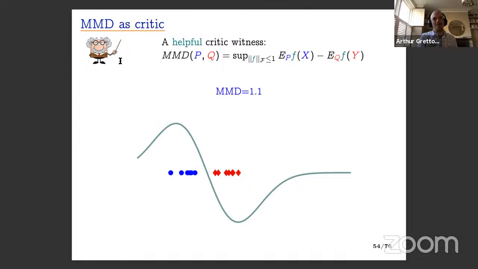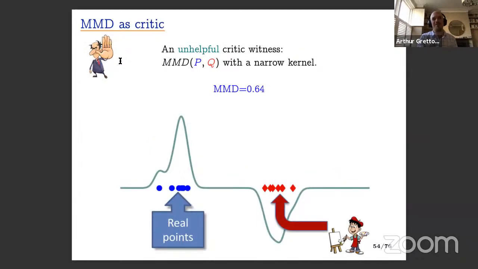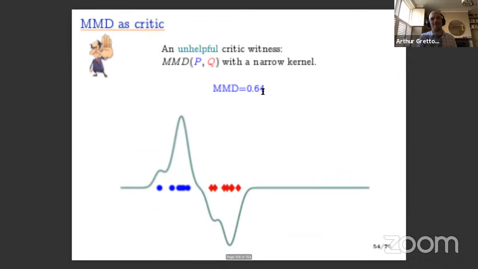Is MMD always a helpful critic? Well, maybe not. So here I've computed MMD with a much narrower kernel. And as I move my red to my blue, MMD is, well, it's dropping a tiny, tiny amount. But it's not dropping very much. Okay. And so it seems here that this is one of these bad teachers that just yells at you that you're wrong, whatever you do, unless you get the answer right.